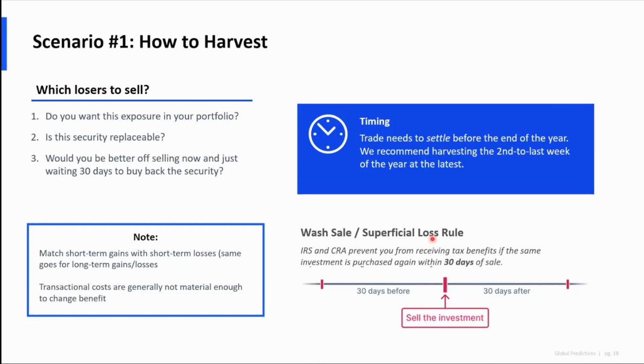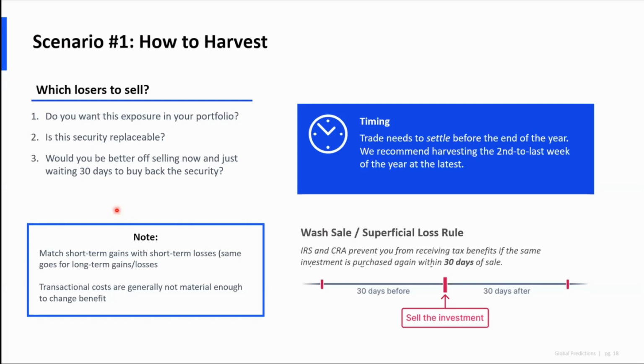Okay, so the wash sale rule, super, super important detail to know about. Basically the IRS and the CRA prevent you from receiving a tax benefit if the same investment is purchased within 30 days of sale. We went through one example about how that might work in the situation where you had sold the SPY stock and the ETF and then bought it right back.